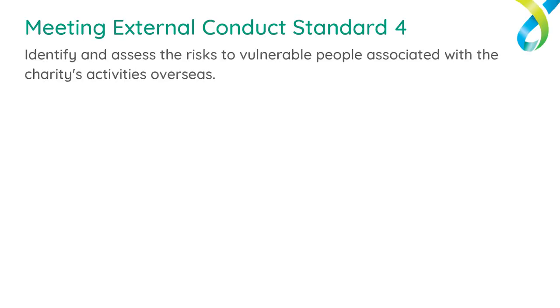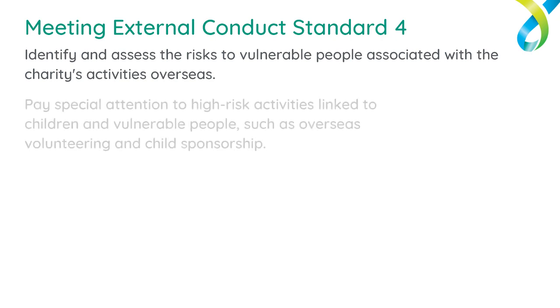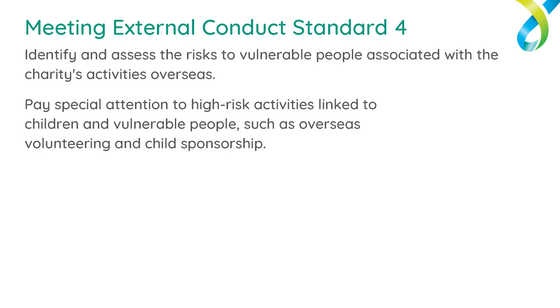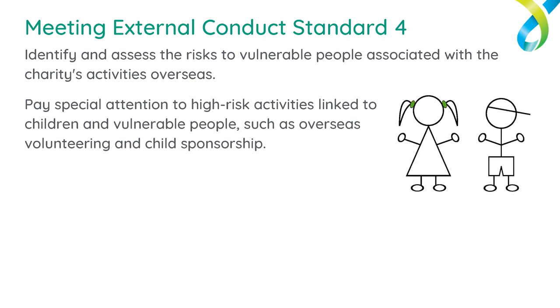The actions a charity takes to meet External Conduct Standard 4 will depend on its individual circumstances. As a first step, a charity should identify and assess the risks to vulnerable people associated with its activities overseas. It should pay special attention to high-risk activities linked to children and to vulnerable people, such as overseas volunteering and child sponsorship. From there, a charity should develop a plan to manage those risks.